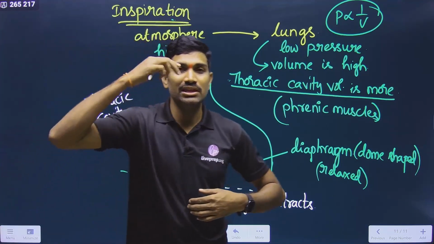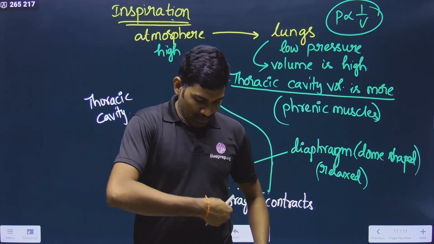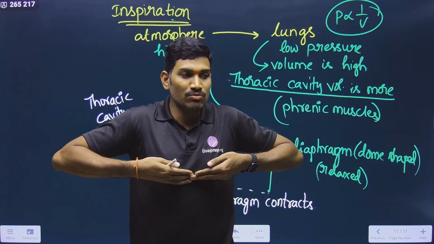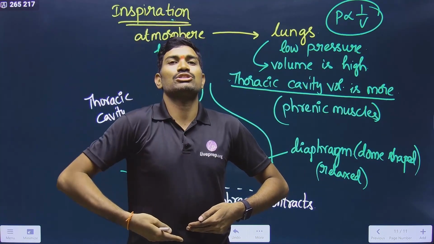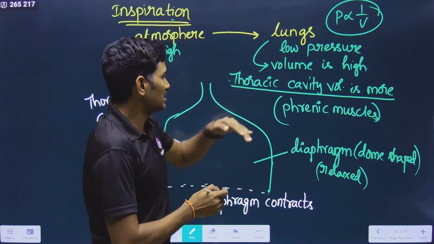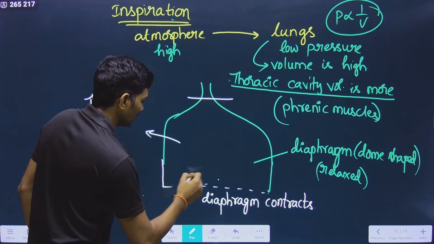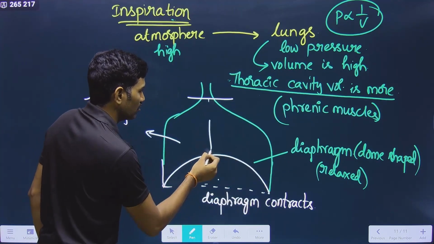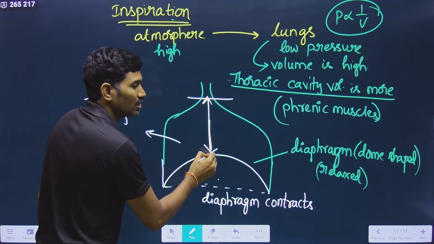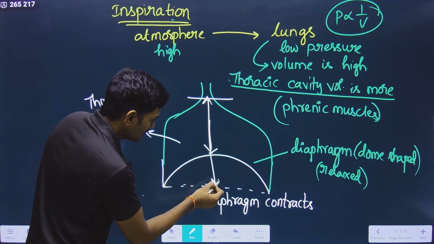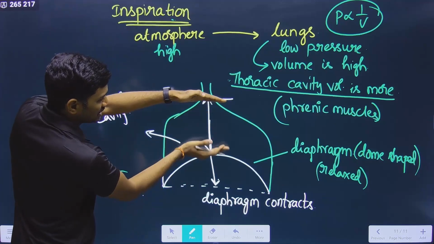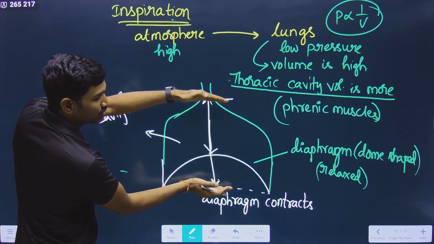In which direction is it increased? Previously it is dome shaped and now it is moving down. Moving down means antero-posteriorly volume is increased. Initially, this is the anterior-posterior, right? Initially, it is like this. Now what happened? Instead of being here, it is contracted up to this. Initially it is up to this, but now it is going up to this.